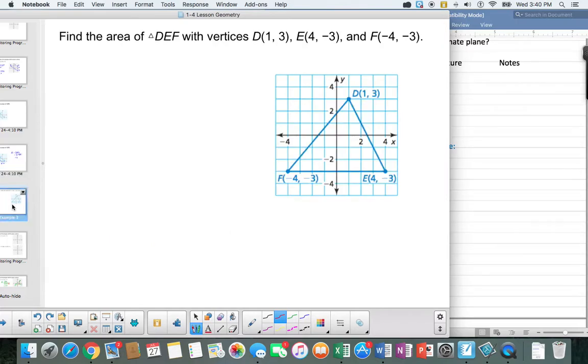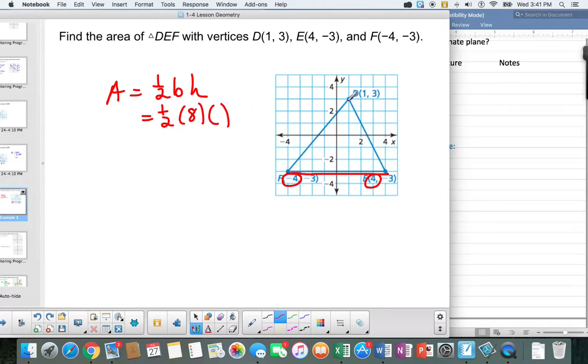Find the area of triangle DEF. Okay, so the area is going to be 1/2 base times height. Now this is the base, and I can see it goes from -4 to 4, so that length is 8. And the height isn't drawn, so I'll go ahead and draw it. Heights are always perpendicular to the base, and in this case, we're going from -3 to 3, so that's going to be 6. So this is 4 times 6, which is 24.